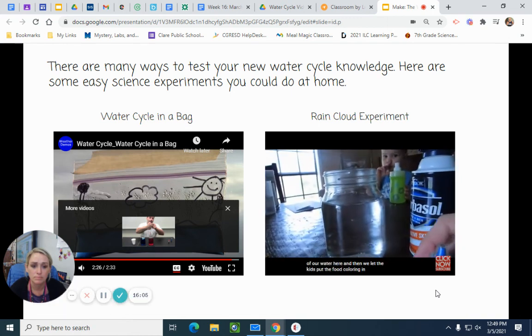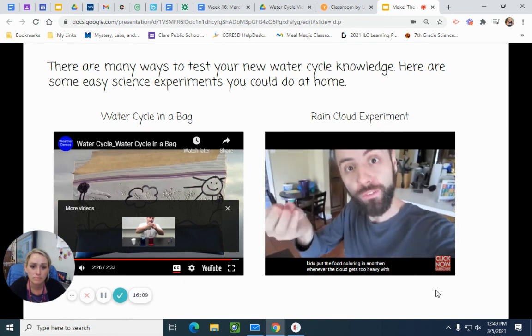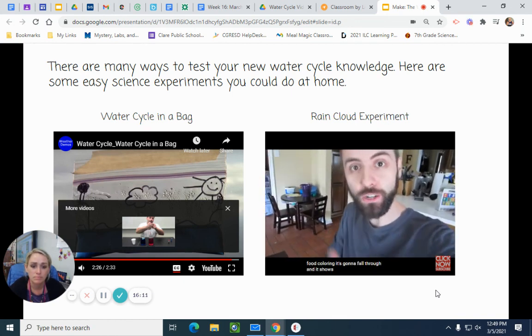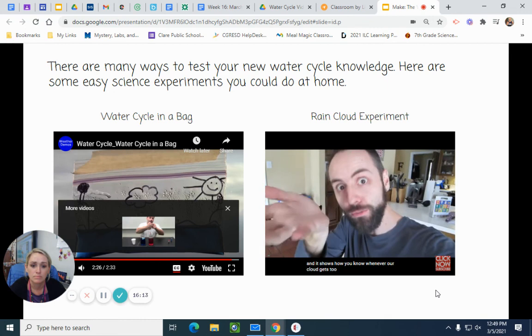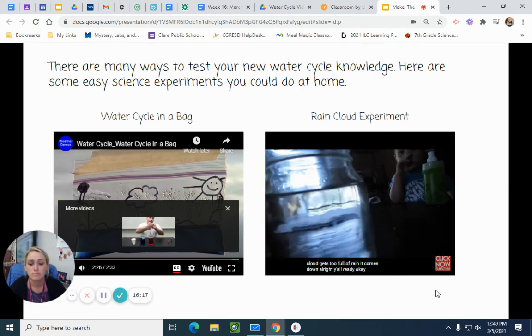And then we let the kids put the food coloring in. Whenever the cloud gets too heavy with food coloring, it's going to fall through. It shows how, whenever a cloud gets too full of rain, it comes down. All right, y'all ready? Okay.